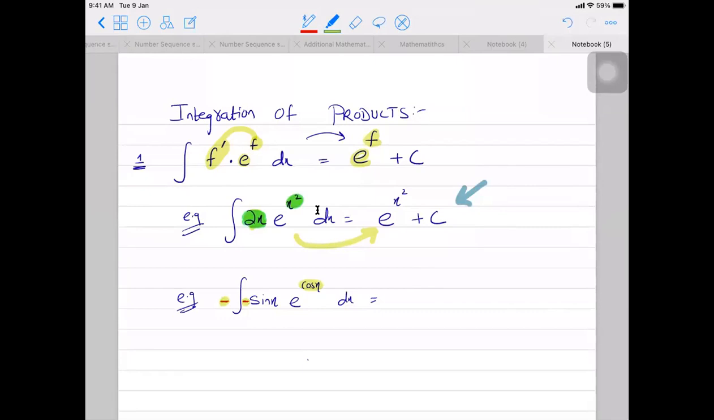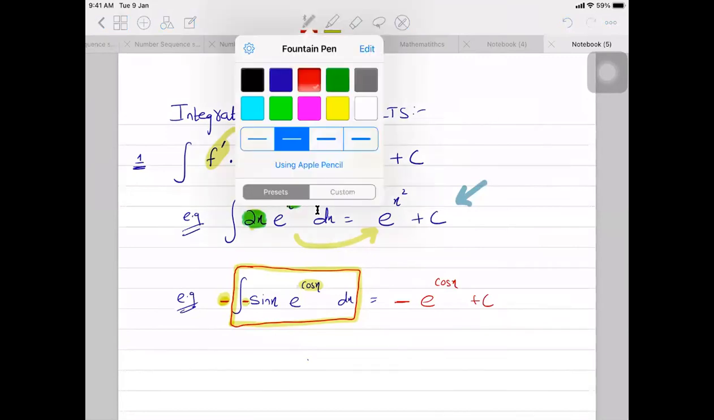Okay. Now just focus on this integral part. The minus sign outside the integral sign will remain as it is. Now this highlighted part conforms to this rule. And what was the rule? As per the rule, the integration of this function is going to be e to the power of cos x plus c. That's it. So the answer is going to be minus e to the power of cos x plus c. Let's try one more example.